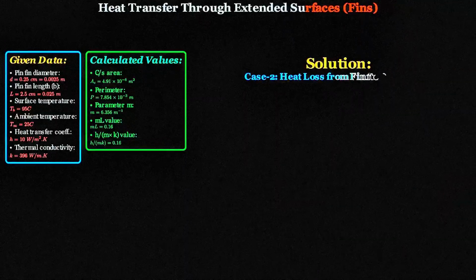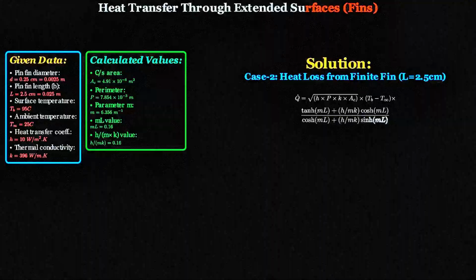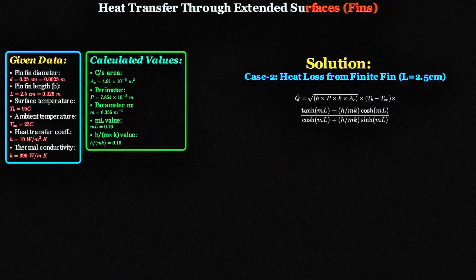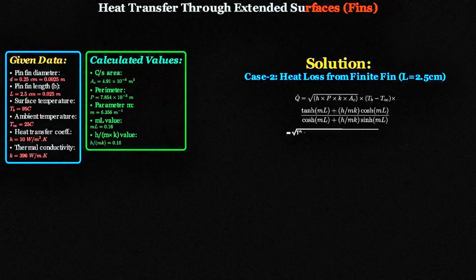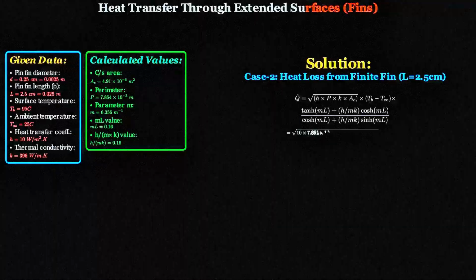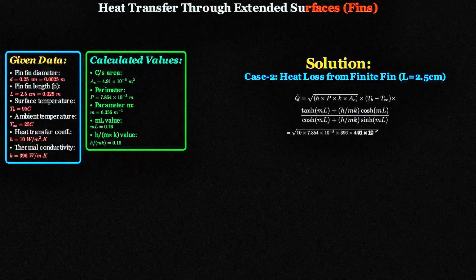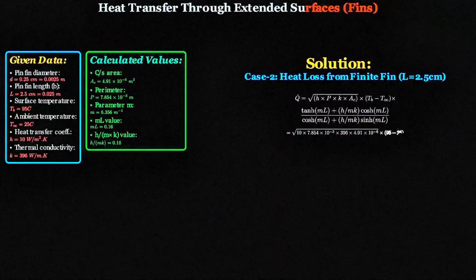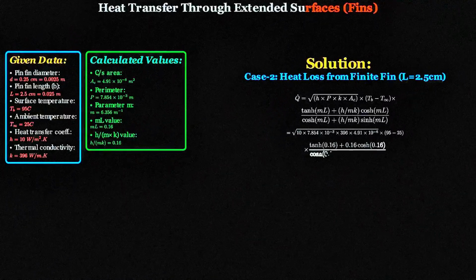Moving to case 2, heat loss from a finite fin with length equal to 2.5 centimeters. For a finite fin with convection at the tip, the equation becomes q dot equals the square root of h times p times k times a sub c times the temperature difference, multiplied by a correction factor: hyperbolic tangent of ml plus h over mk times hyperbolic cosine of ml, divided by hyperbolic cosine of ml plus h over mk times hyperbolic sine of ml. This correction factor accounts for the finite length and tip convection.